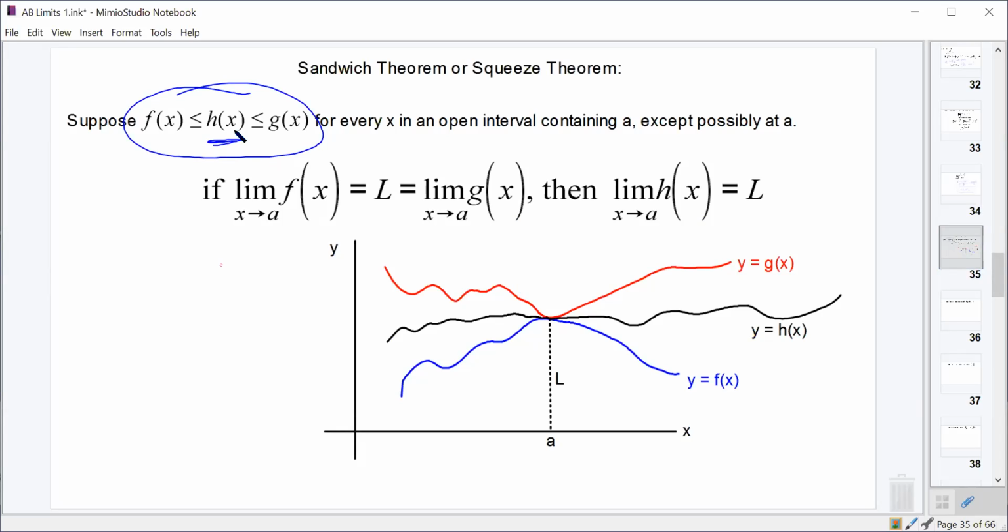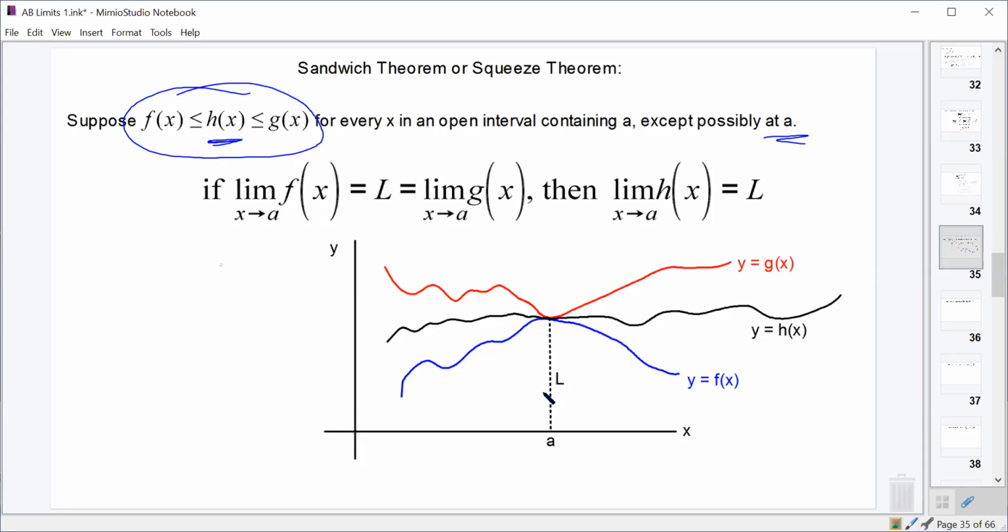So that for every x value on some open interval that contains some number a, f of x is always less than or equal to h of x, which is always less than or equal to g of x, except maybe at a. And the only reason we say except maybe at a is because it's possible that the value at a for any or all of these functions might not be defined.